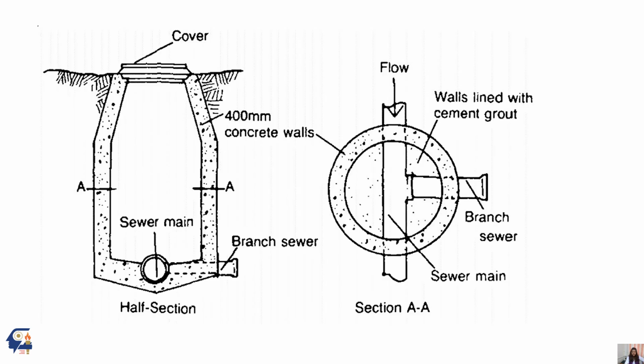So this is an example of a combined sewer. You can see a 4 mm concrete wall, then you have a sewer where both storm as well as sewage drain will be coming out from here. Then we have a branch sewer. This is just a half section and sectional view of the combined sewer.